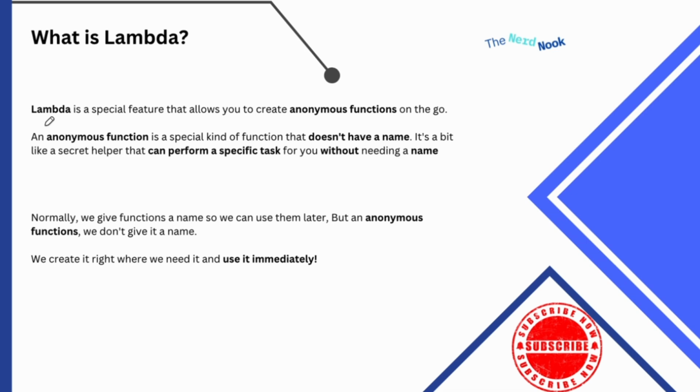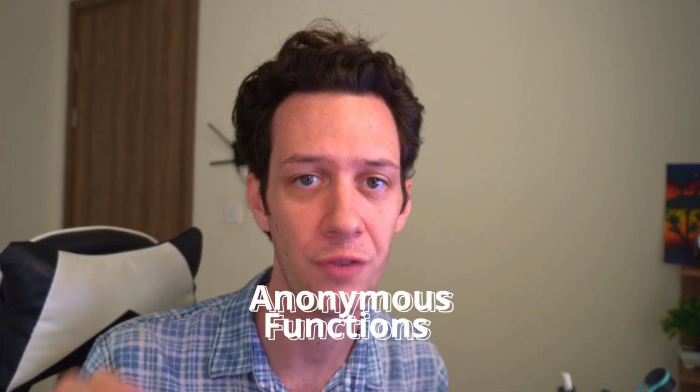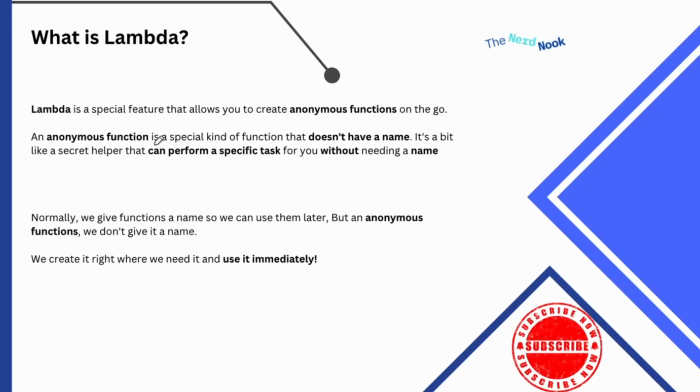So as I introduced, Lambda is a special feature. And it's not just in Python, it's in other programming languages too, but it allows us to create anonymous functions, or functions on the go. An anonymous function is a special kind of function that doesn't have a real name. It's a bit like a little helper, right? And this helper can perform only a specific task, but you don't have to really name the helper. It's just there, it's on the go.